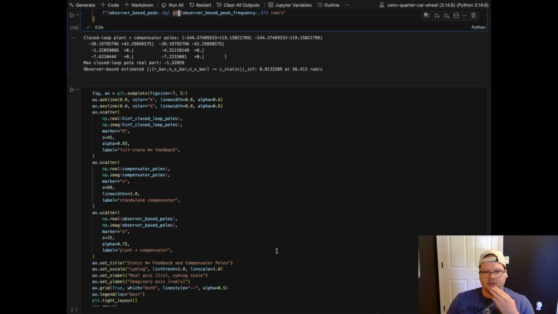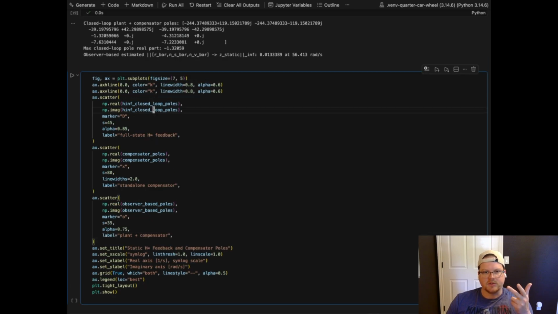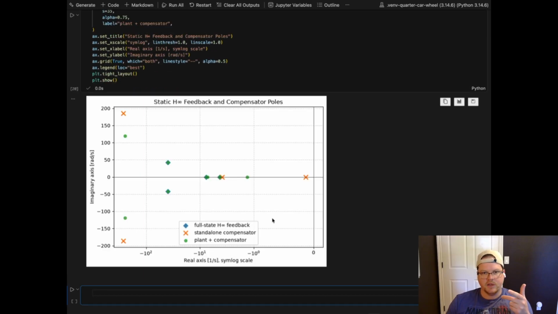All right. So the last plot here is going to be essentially analyzing the full state feedback, the standalone compensator, and the plant plus the compensator. So we have the closed loop poles, we have the compensator poles, and the observer based poles. And that's from plotting all three. So we can see that the full state H infinity feedback follows the plant plus compensator pretty well. We have the diamond blue guy here. We have the plant plus the compensator with this green circle dot, and then the standalone compensator with these orange X's. So the plant plus compensator is pretty good.